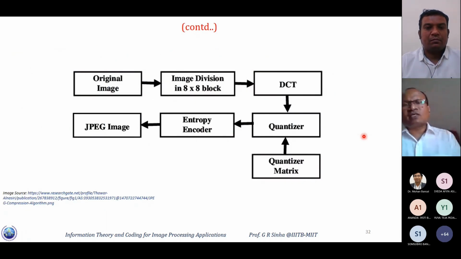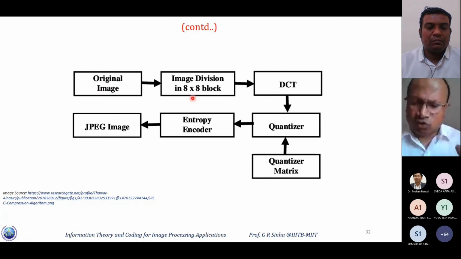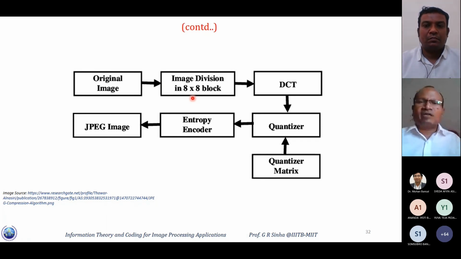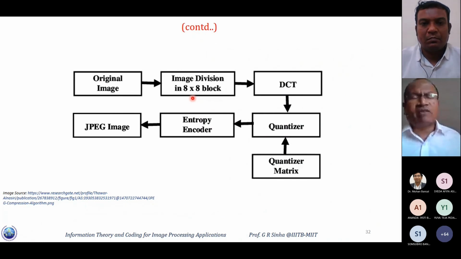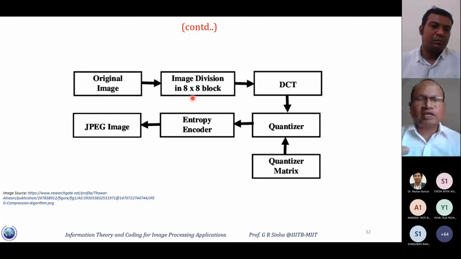So as you can see in this diagram with which today we begin, there is an original image. How is JPG compression done? You divide it into smaller blocks, 8x8 or even smaller or larger blocks. Why do we do this? The reason is very simple. If you take your entire image and apply the DCT, the processing time will be huge. So we choose a small block and repeat the process over the entire image.